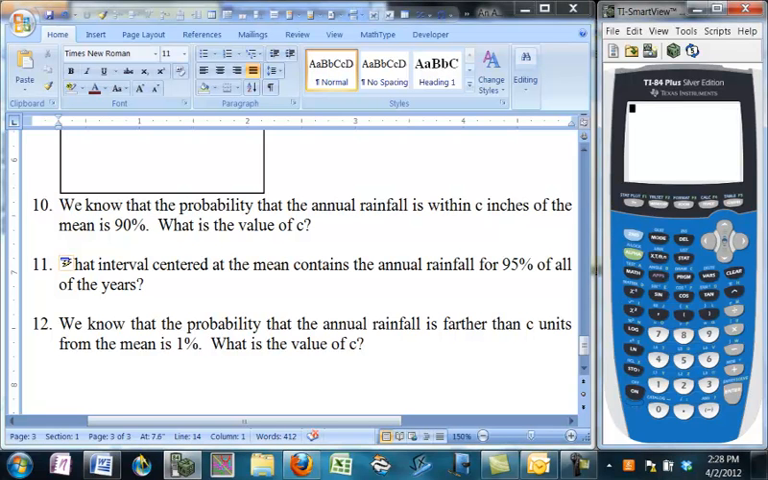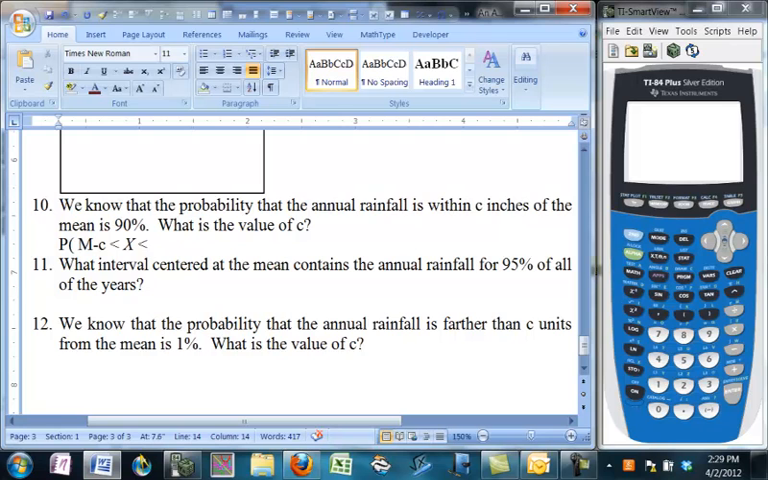Alright, let's continue on. We know that the probability that the annual rainfall is within c inches of the mean is 90%. What's the value of c? Within c inches is 90%. So what that means is, with the mean stored as M, the probability that M minus c is less than X, which is in turn less than M plus c, is 0.9.